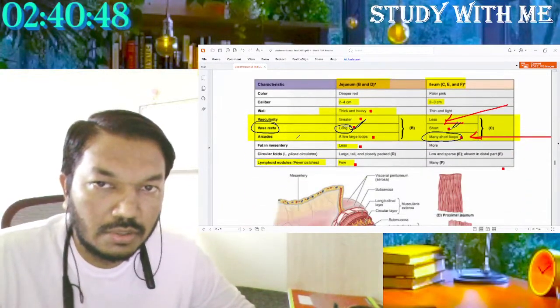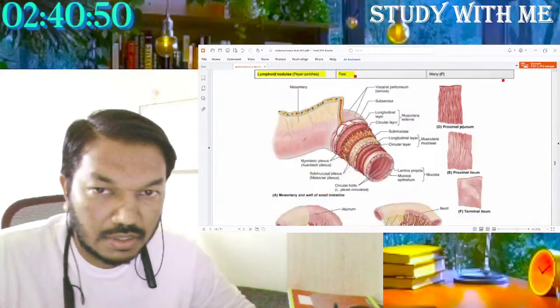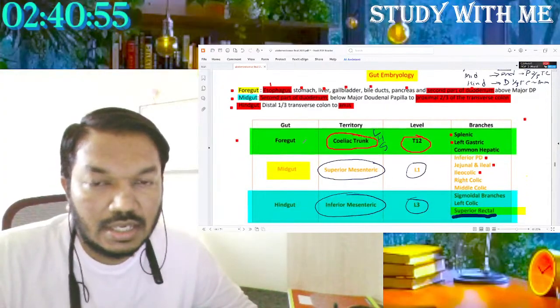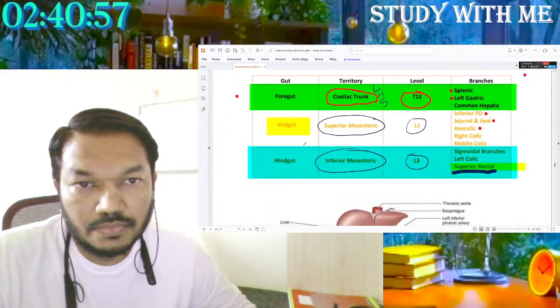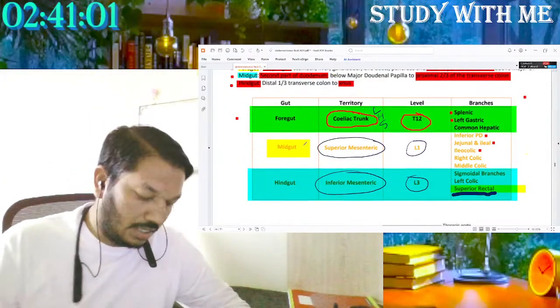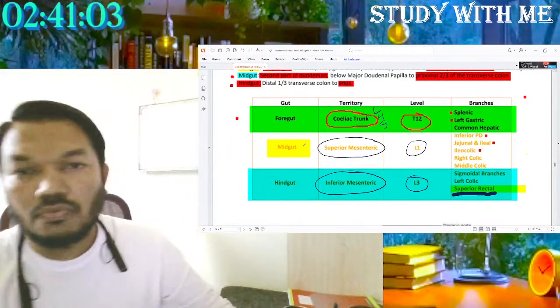Difference between jejunum and ileum, just you read. And gut embryology: foregut, midgut, hindgut.